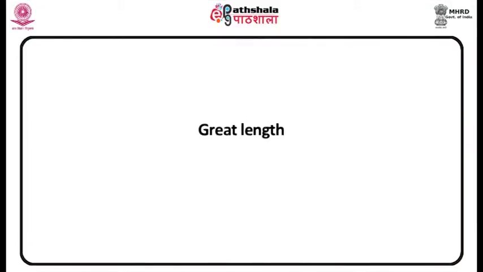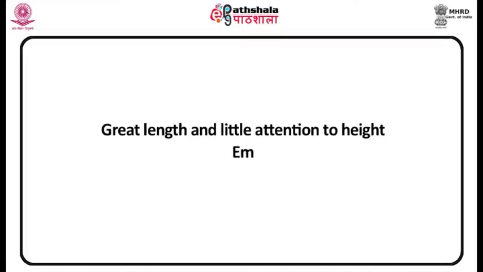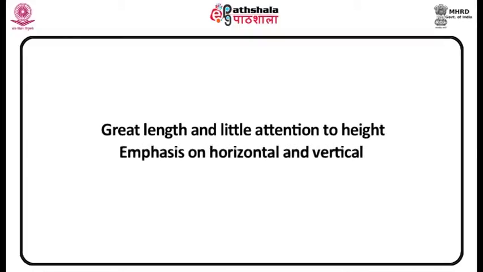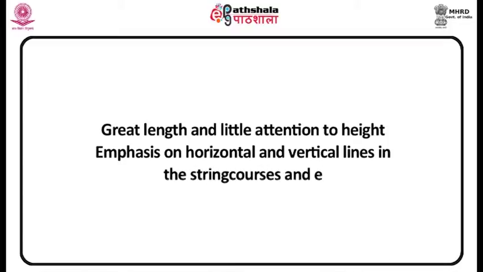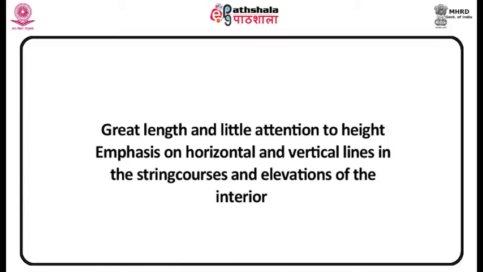Early English churches also established other stylistic features that were to distinguish all the English Gothic: great length and little attention to height, a nearly equal emphasis on the horizontal and vertical lines in the string courses and elevations of the interior, a square termination of the building's eastern end rather than the semicircular eastern projection, scant use of flying buttresses, and a piecemeal asymmetrical conception of the ground plan of the church.